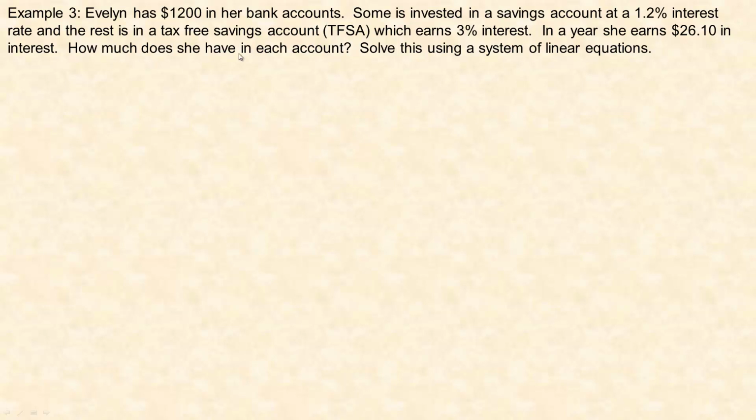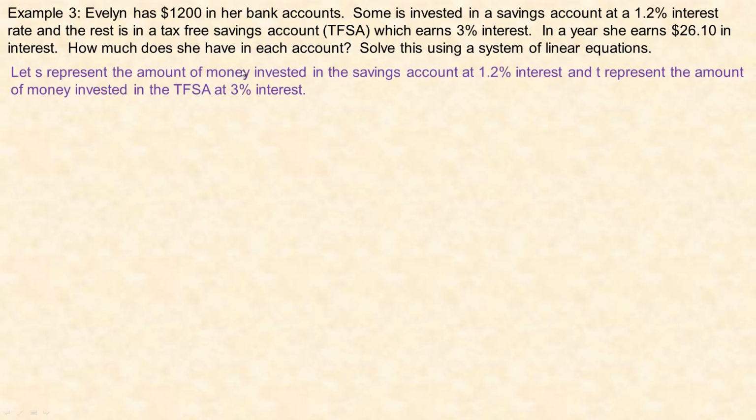So this sentence here is what helps us write our let statements. How much is in each account? So this is what I could write for my let statements. I'm going to let S represent the amount of money invested in the savings account at 1.2% interest, and T represent the amount of money invested in the tax-free savings account at 3% interest. So S and T represent the amount in the savings account and the tax-free savings account.